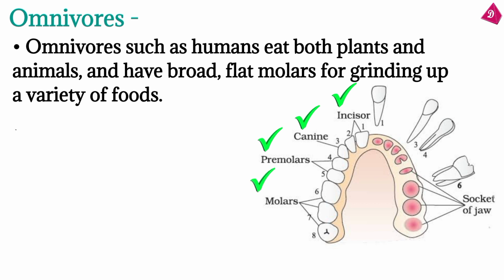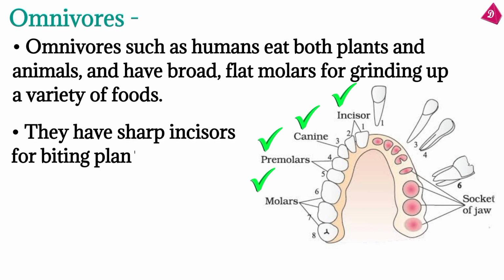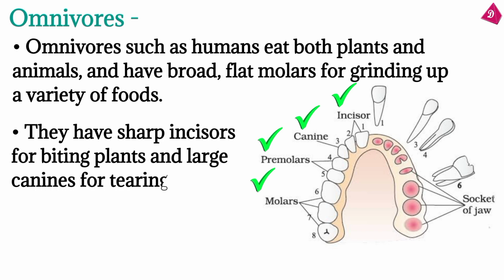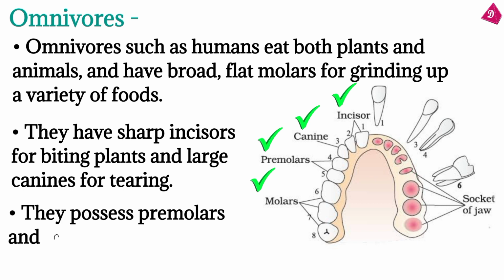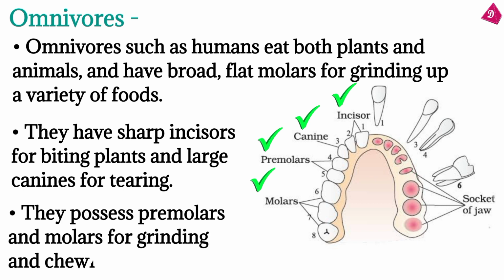Incisors are teeth at the front of the upper and lower jaws. They have sharp incisors for biting plants and large canines for tearing. They possess premolars and molars for grinding and chewing the food.